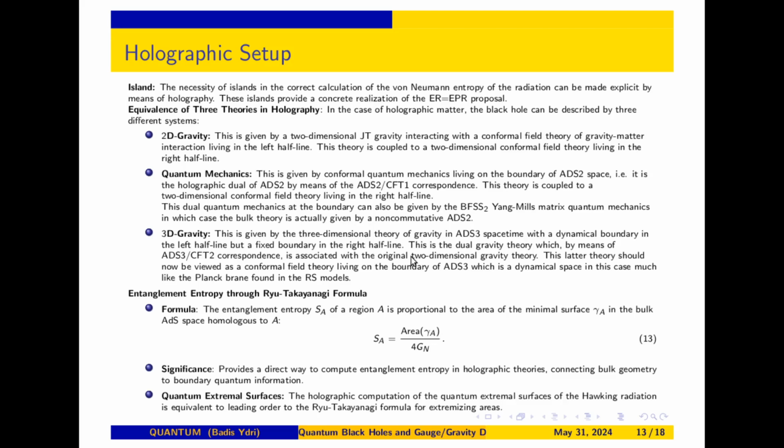By using holography, the evaporation of a two-dimensional AdS2 black hole into a heat bath can be described by three different but equivalent systems. 2D gravity. This is given by a two-dimensional JT gravity interacting with a conformal field theory of gravity-matter interaction living in the left half-line. This theory is coupled to a two-dimensional conformal field theory living in the right half-line.